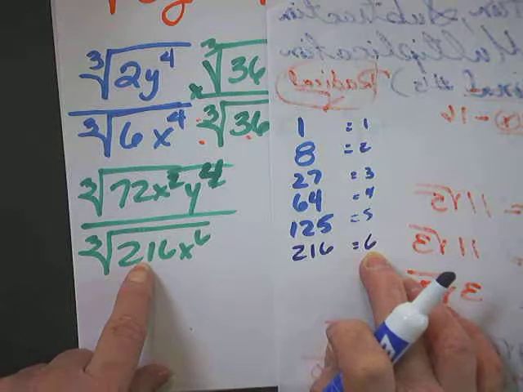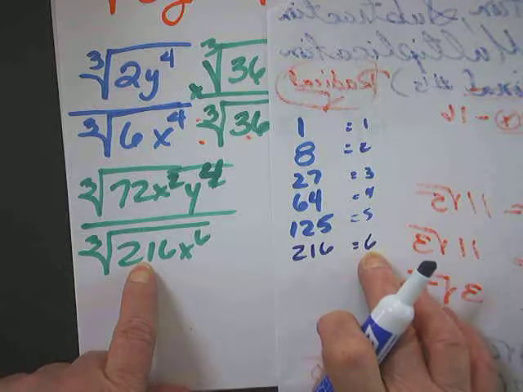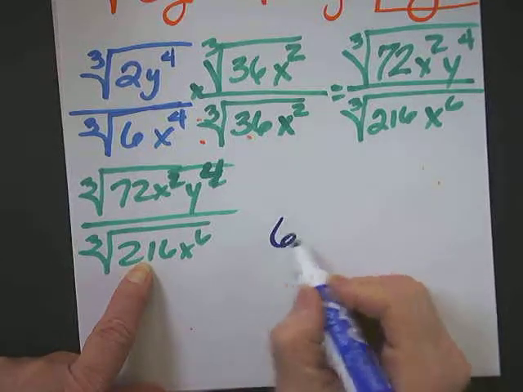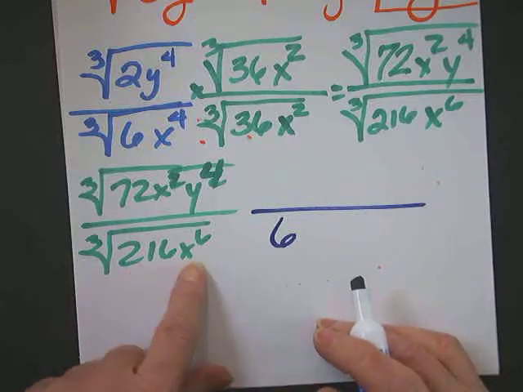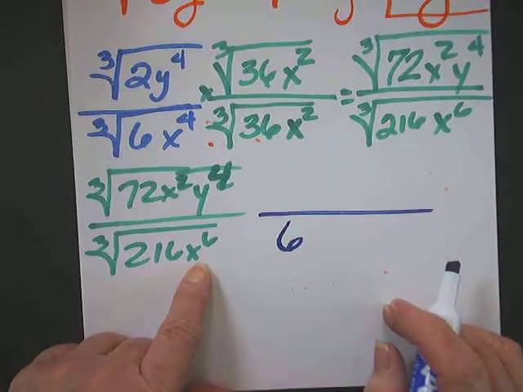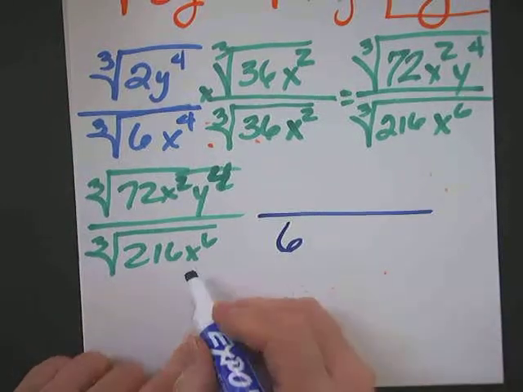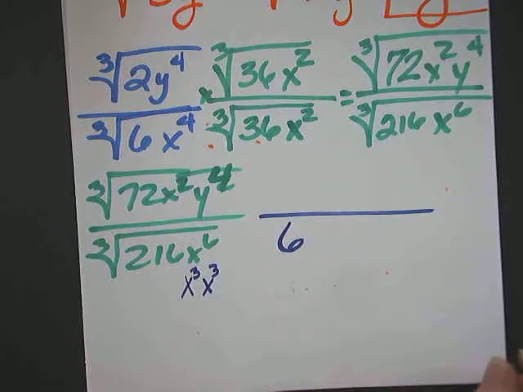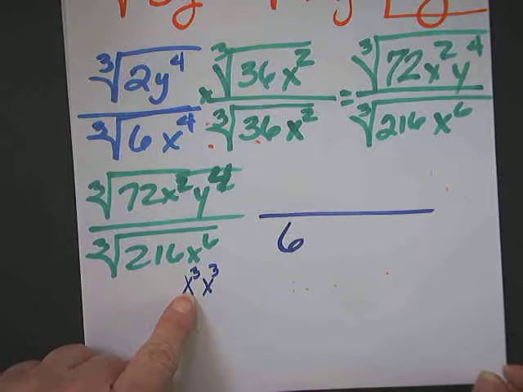What is 6 times 6 times 6? 216? 36 times 6 is 216. So this part's going to come out as a 6. The cube root of this is 6, right? That's why we made that number. We wanted it to come out. So 6 comes out.